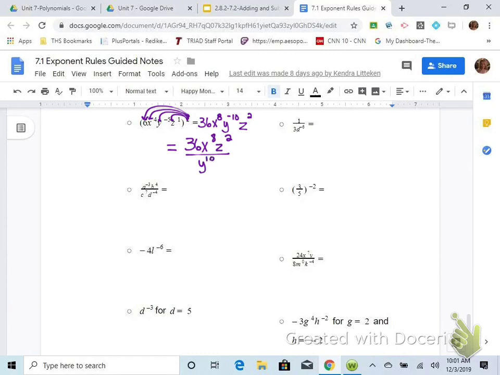Now, are any of my variables, are any of these like terms? Can I divide x and y? Can I divide z and y? No. So this here is going to be my final answer.